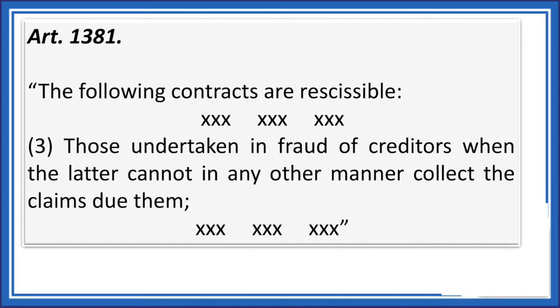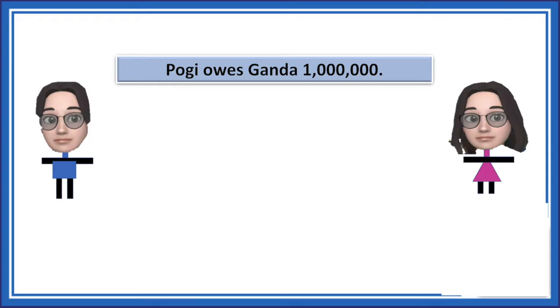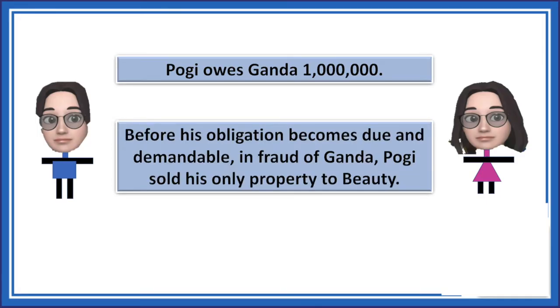But anyway, naalala nyo ba yung example na if ever, si Pogi, may utang siya kay Ganda na 1 million pesos. Tapos, to defraud Ganda kasi ayaw niyang makuha dahil malamang nakita niya na if hindi siya makakapagbayad, mag-file ng case si Ganda sa kanya and then maaaring ma-attach or kunin yung kanyang property as payment dun sa utang niya kay Ganda. And so, ang ginawa niya, yung lupa niya ay kunwari, binenta niya kay Beauty. Although, wala lang, ginawa nila yon to defraud Ganda.